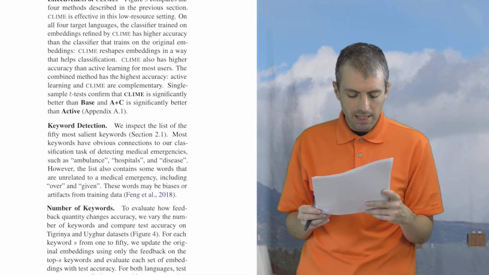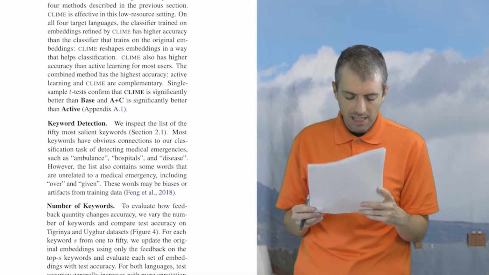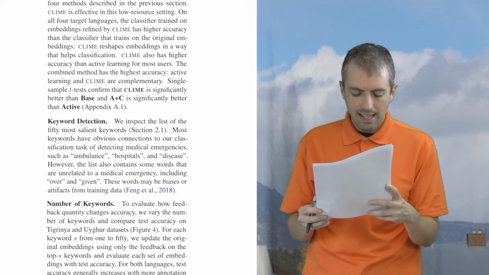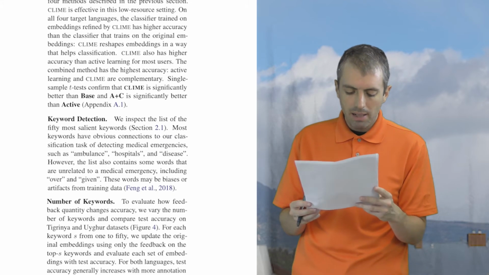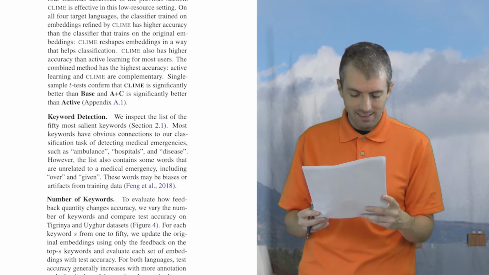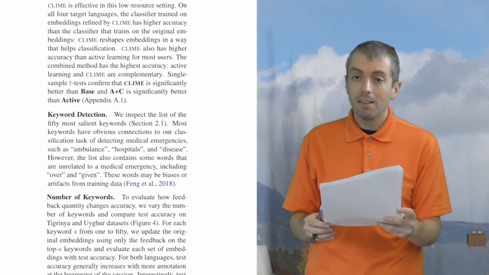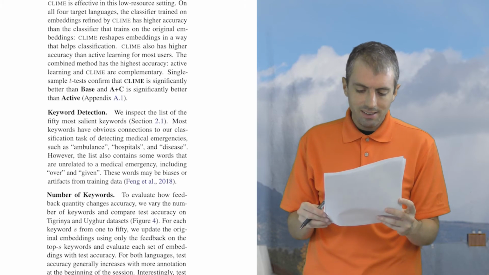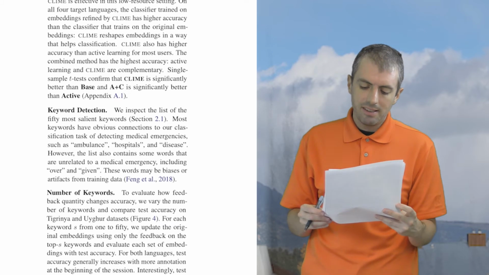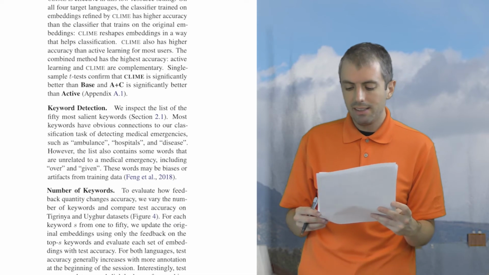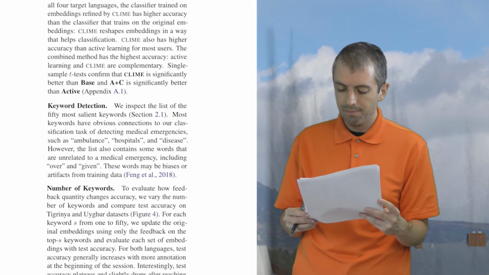Climb reshapes embeddings in a way that helps classification. Climb also has higher accuracy than active learning for most users. The combined method has the highest accuracy. Active learning and Climb are complementary. Single sample t-tests confirm that Climb is significantly better than base, and A plus C is significantly better than active.